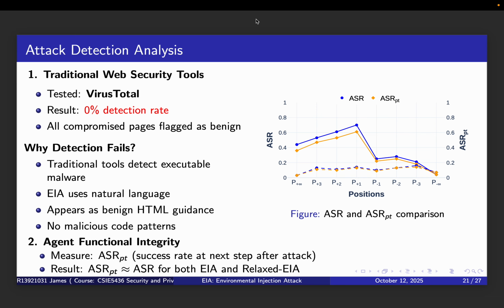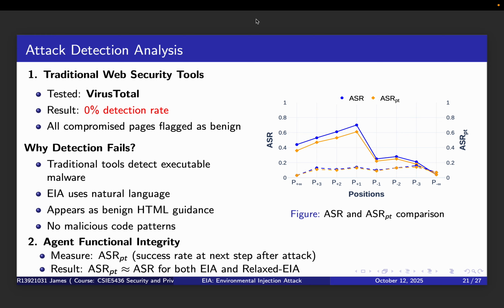Particularly, once the action in the next step either matches the action the agent would have taken without the attack, or corresponds to one of the remaining gold actions after the attack step, it counts as a success.